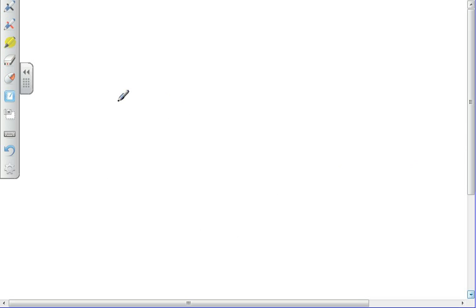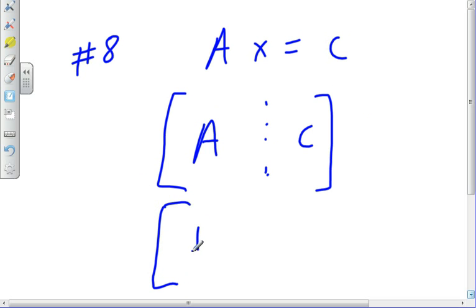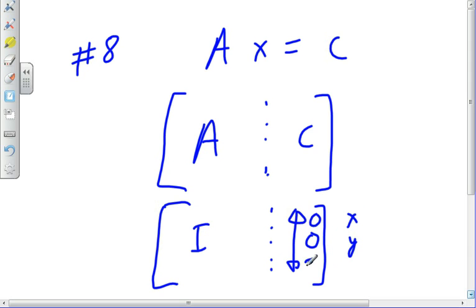Okay, we'll start with problem number 8. We'll start with the theory first. You have AX equals C. So what you do is you make a matrix of the A guys, and you make a matrix of the C guys that look like that. Then you do elementary row operations until you have the identity matrix on one side, and whatever you have over here, that's the answer. So the guy here would be the X guy, the guy there would be the Y guy, and the guy over here would be the Z guy if you had 3 equations, 3 unknowns.